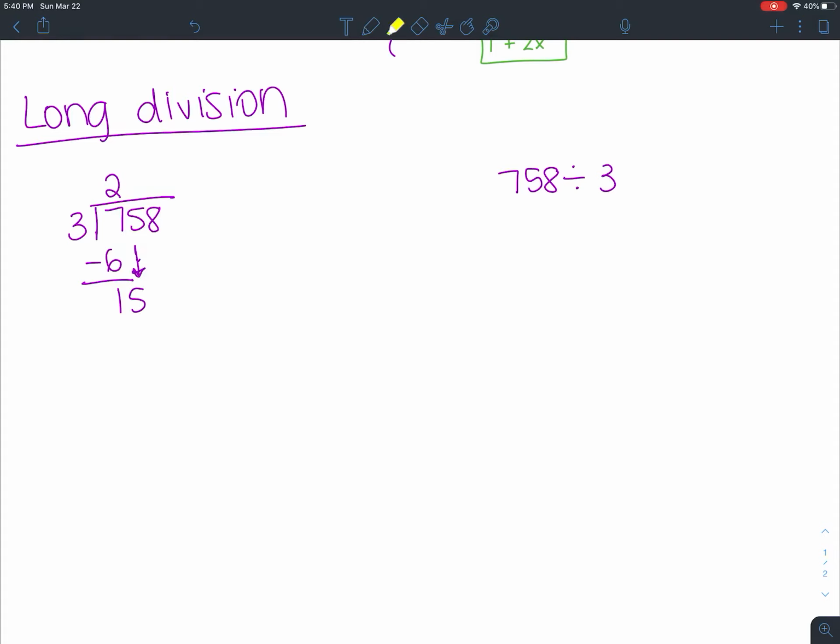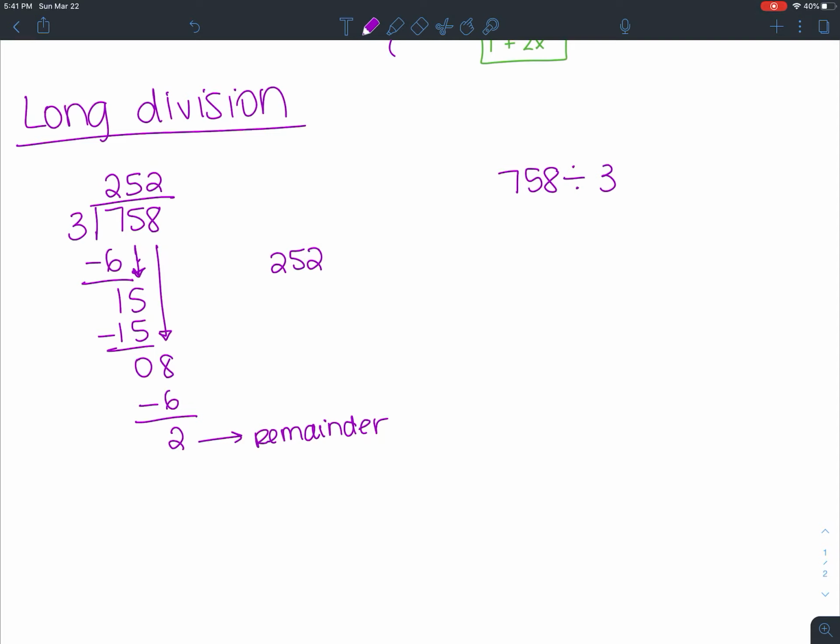Now I'm going to bring down a 5. And I'm going to start the process over again. I'm always looking to say, how many times can that 3 divide into 15 now? Well, 5 times, and 3 times 5 is 15, so I have no remainder, but I still have another number here. Okay, 3 can go into 8 2 times. 2 times 3 is 6. I'm going to subtract, and I get 2. So this is my remainder. And I can write this as 252 and 2 over 3 because I'm still technically dividing 2 by 3. I just can't divide it evenly.